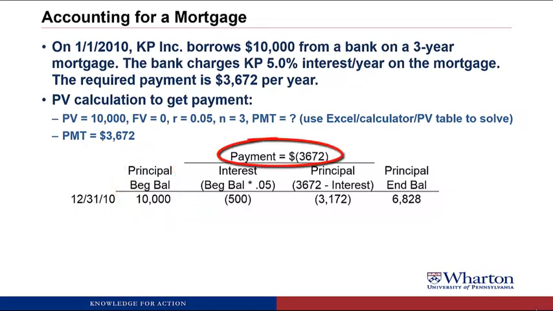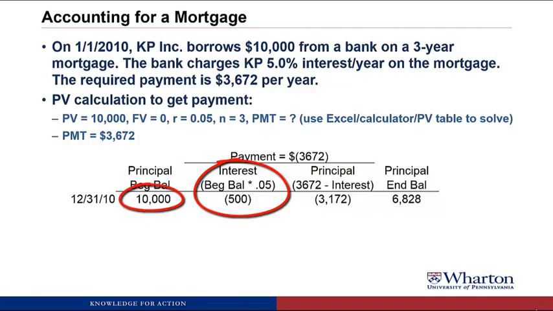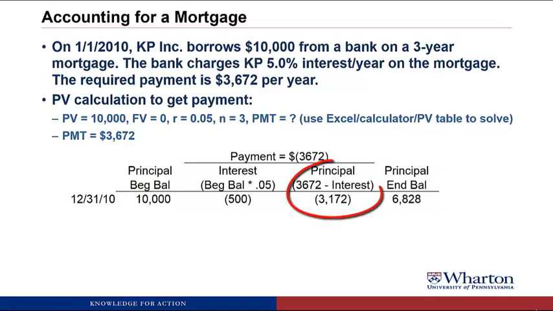Now that payment is going towards principal and interest. So first you calculate the interest portion of the payment. You take the beginning balance, which is $10,000, times the 5% annual interest rate. And so what we owe in terms of interest for the first year is $500. So how much principal are we paying? It's the difference between $36.72 and $500 of interest, which means we're paying $31.72 of principal.